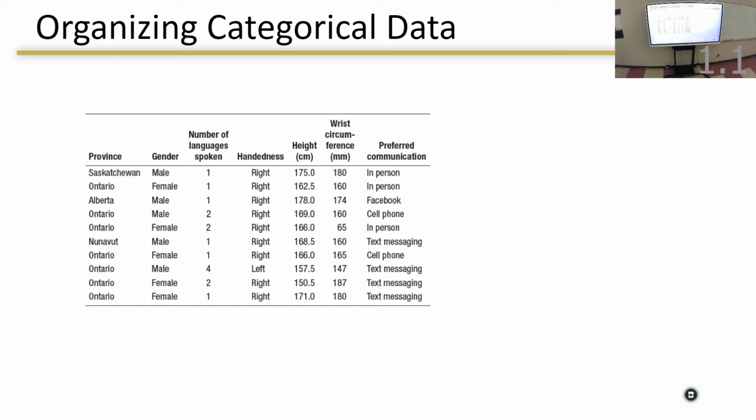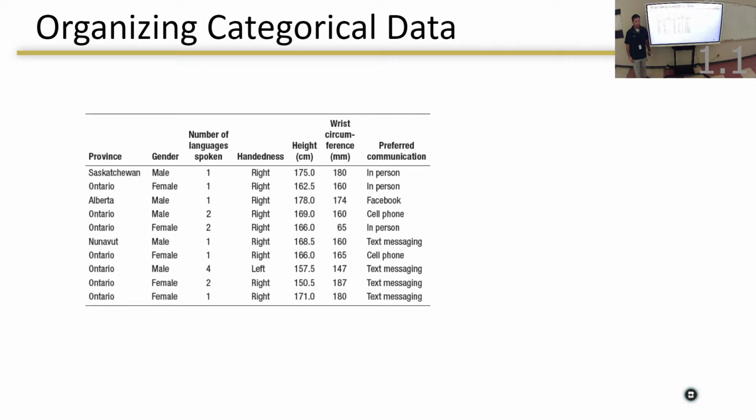Okay, so this is the first one you have. You have to watch, look. Province: Saskatchewan, Ontario, Alberta, so I'm guessing we're looking in Canada. Gender: male, female, male, female. Number of languages spoken: 1, 2, 3, 4. Handedness: right, left. Height, centimeters. Wrist circumference, I don't know. Preferred communication: in person, cell phone, text.